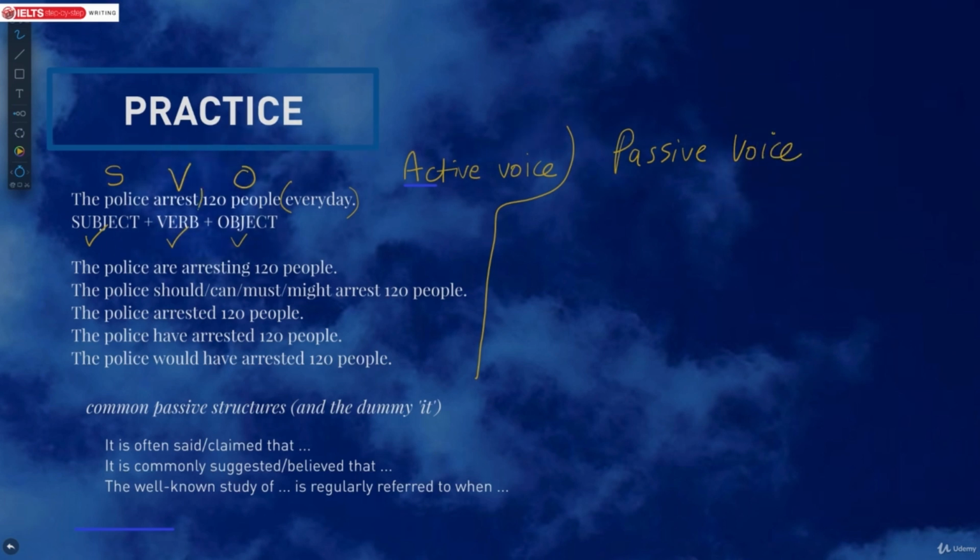We take the object, 120 people. Then I'm looking at the verb. I need to make it into verb 3. Arrest is a regular verb, so I just add ed. So arrested. But there's something missing here. What? We need the verb be. But which form is it? Look at this. This is every day. This is present simple. So it must be the present simple form of be after 120 people.